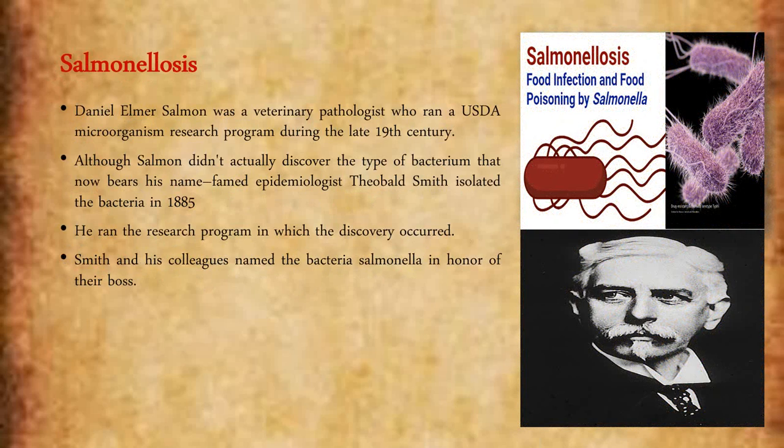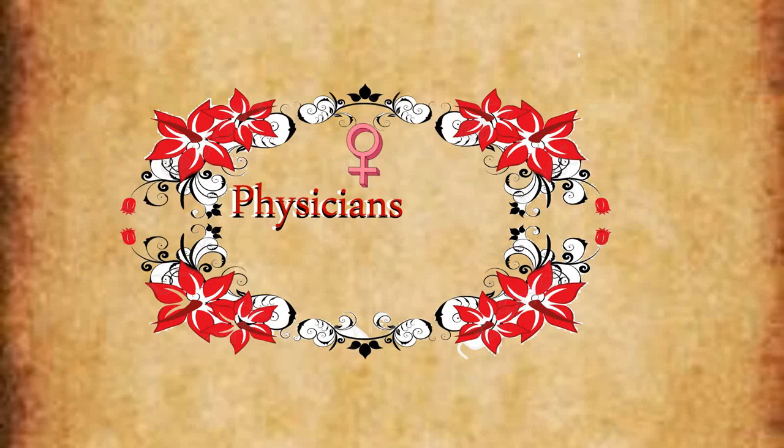Salmonellosis. Daniel Elmer Salmon was a veterinary pathologist who ran a United States Department of Agriculture microorganism research program during the late 19th century. Although Salmon did not actually discover the type of bacterium that now bears his name, the famed epidemiologist Theobald Smith isolated the bacteria in 1885.